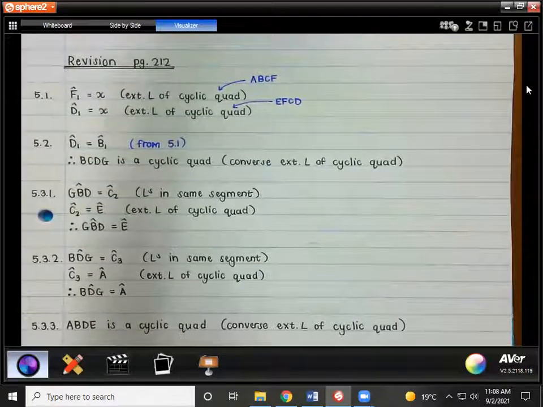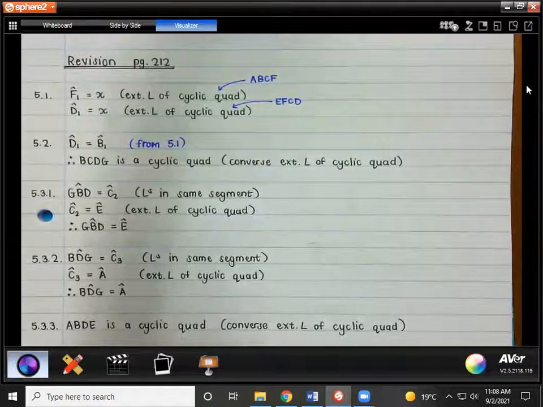Okay, then in 5.3.1 and 5.3.2, again, I used exterior angle for both of them. And it was maybe a bit difficult to see because now we actually had to work with this cyclic quad that we proved at the bottom.